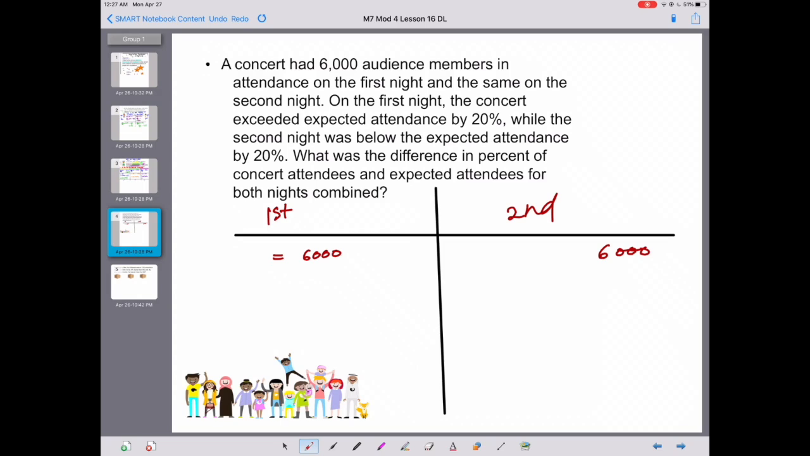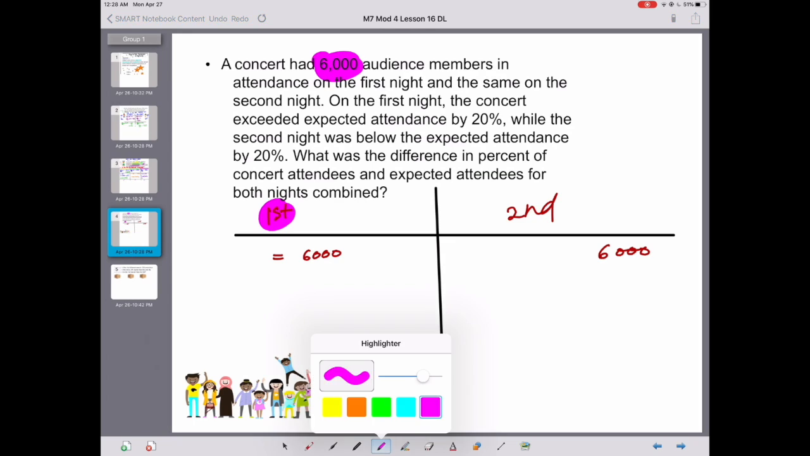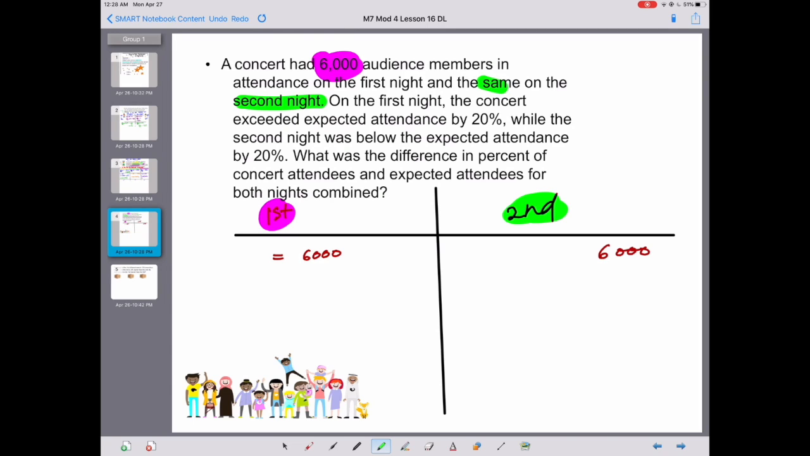Alright, so we're going to do part 2, and this is the third question. Let's read the question. A concert has 6,000 audience members in attendance on the first night. Okay, so 6,000 on the first night, and on the second night they had the same.